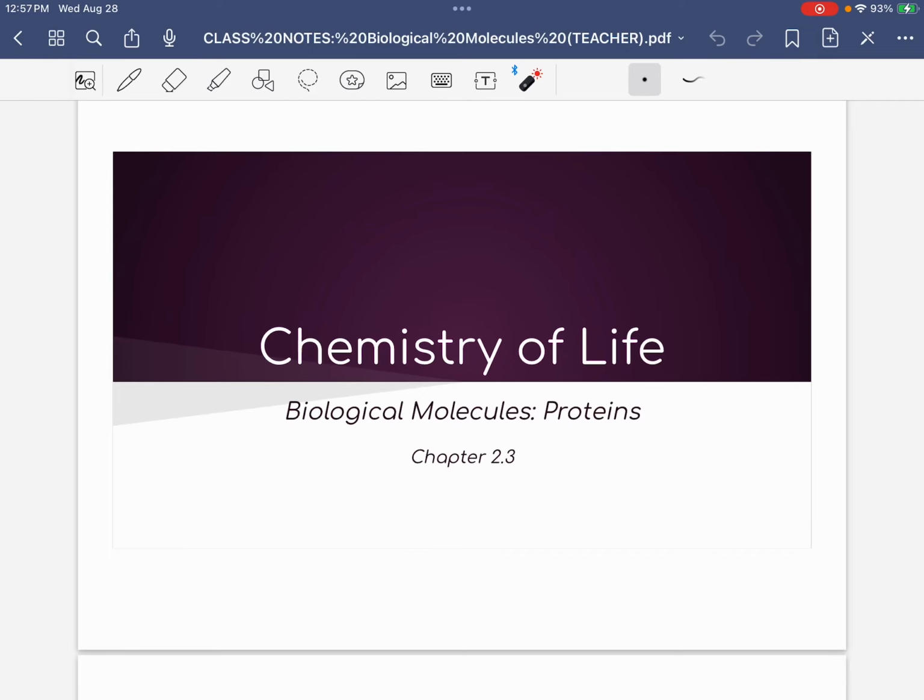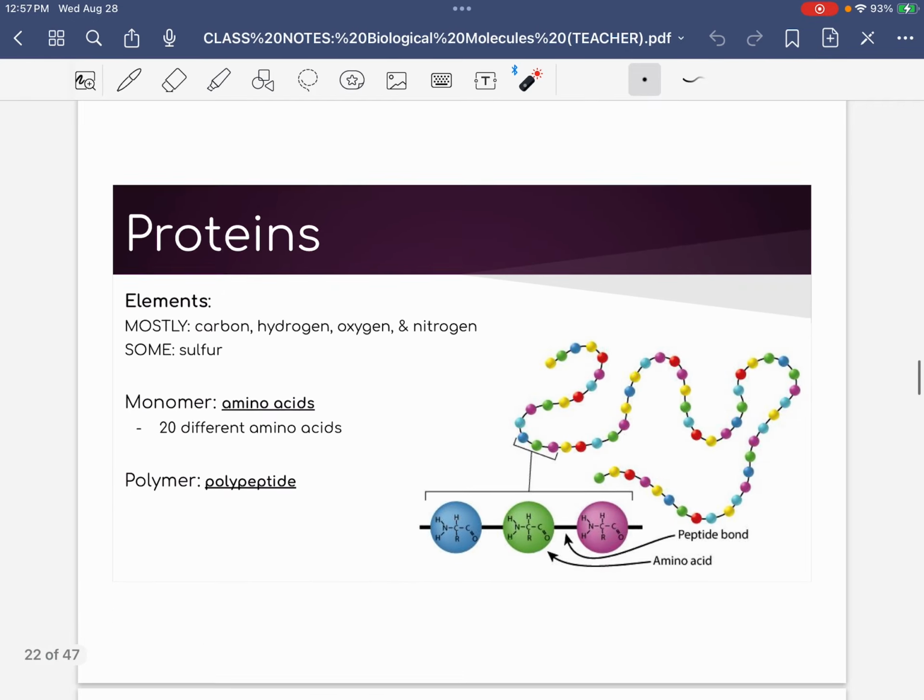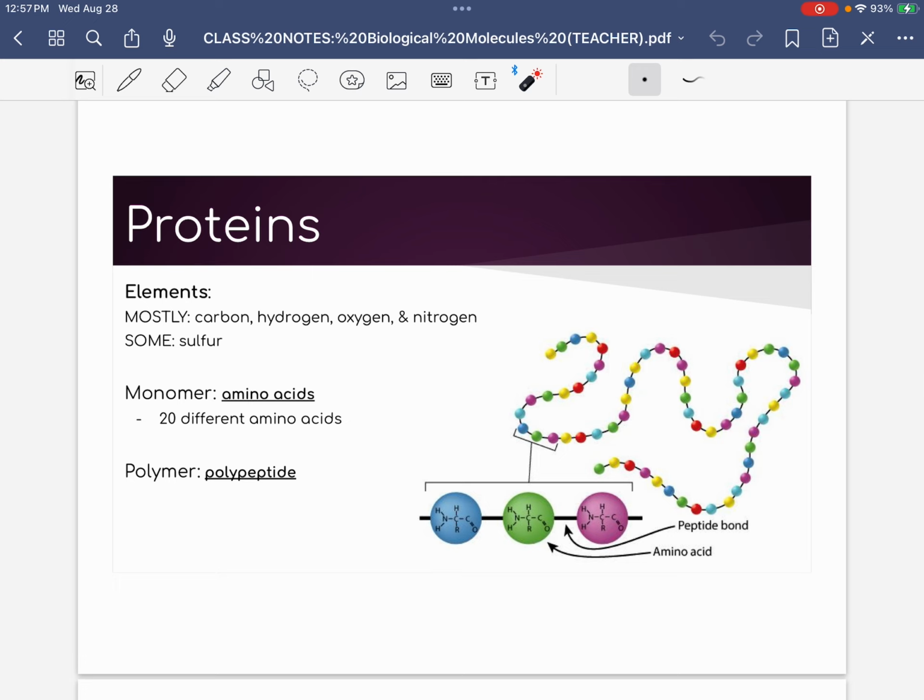We are talking about proteins today, carrying on with the third type of biological molecule that we are learning about. Remember, we've already talked about carbohydrates and lipids, and so now we're talking about proteins, another class of biological molecule. So here we've got proteins.